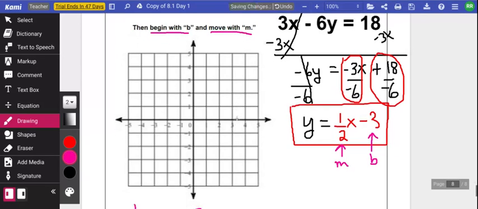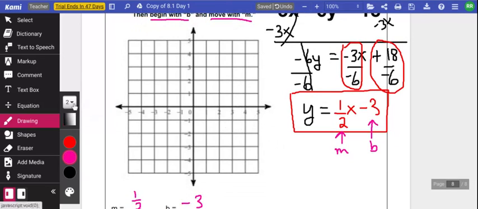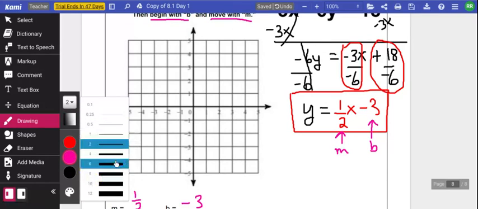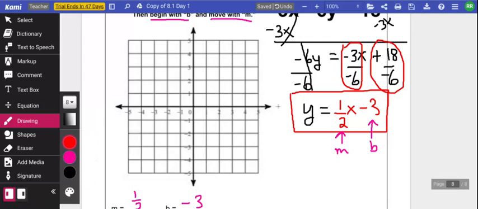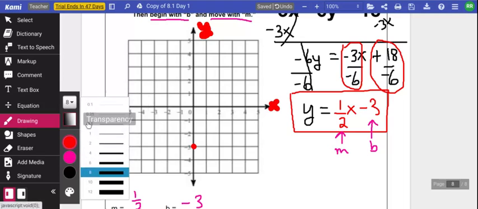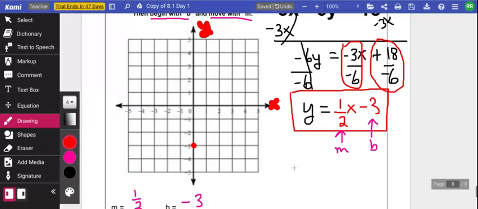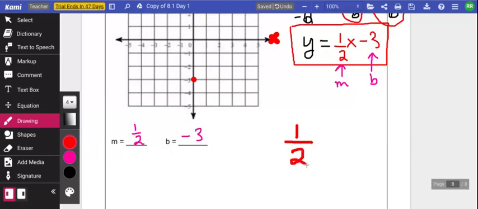Okay, so let's begin with B. B is -3, so I'm going to put a dot on -3 on the y-axis. Okay, remember this is the x-axis, this is the y-axis. So -3 is 1, 2, 3. Okay, that's where the line crosses the y-axis. Next, my slope is 1/2. Slope is 1 over 2.